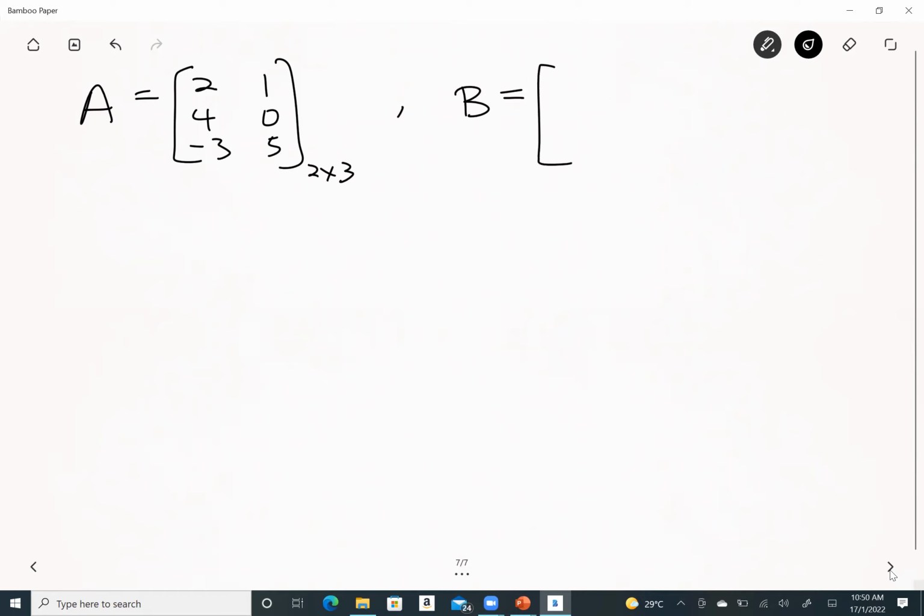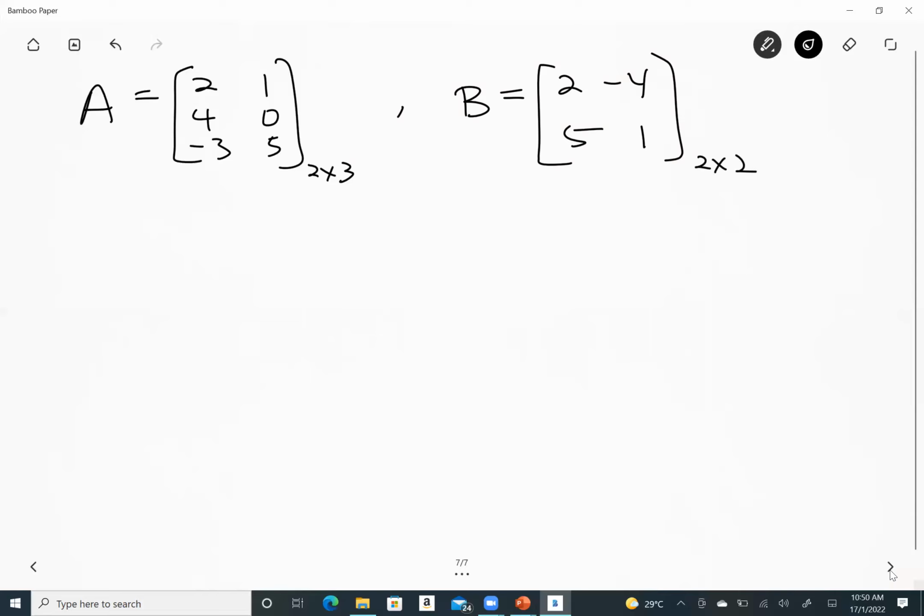So let's say A is equal to 2, 1, 4, 0, negative 3, 5. So here I have a 2 by 3. Now, if you want to find the matrix B that you can multiply to A, let's say you have here 2, negative 4, 5, 1. So here I got 2 by 2.